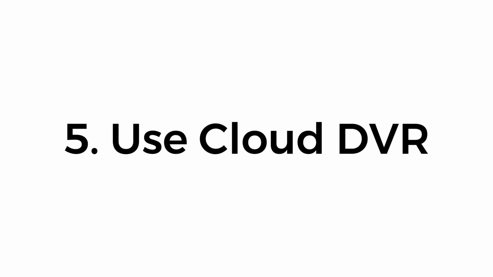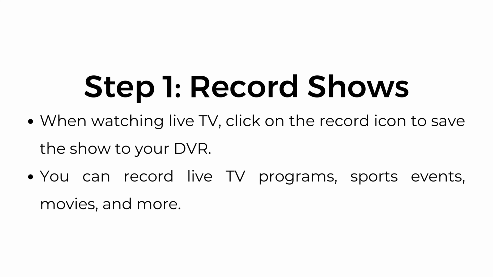Number 5, use Cloud DVR. Step number 1, record shows. When watching live TV, click on the record icon to save the show to your DVR. You can record live TV programs, sports events, movies, and more.